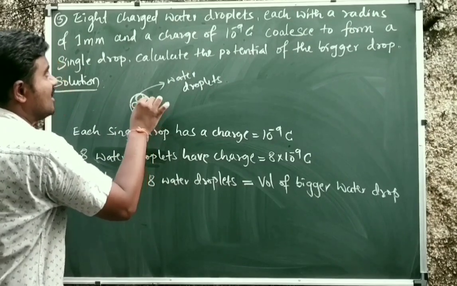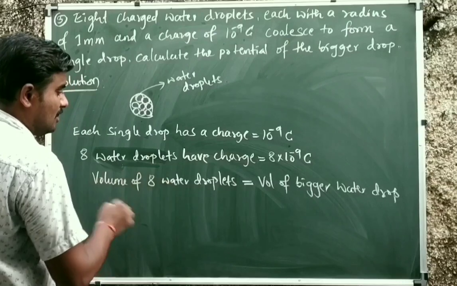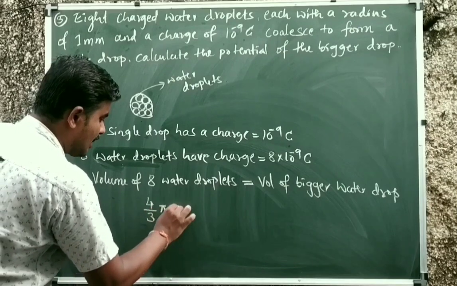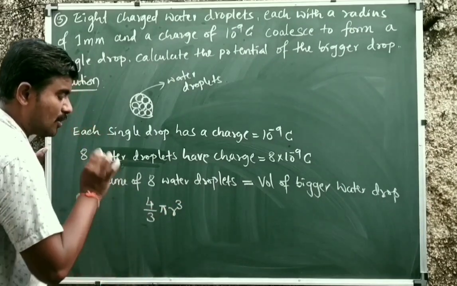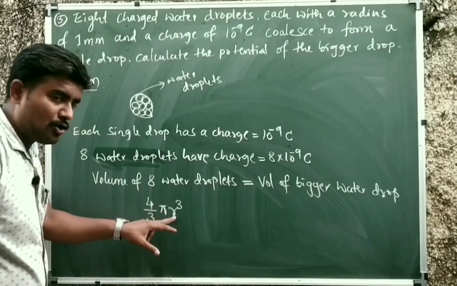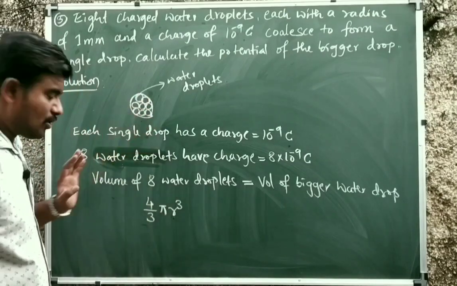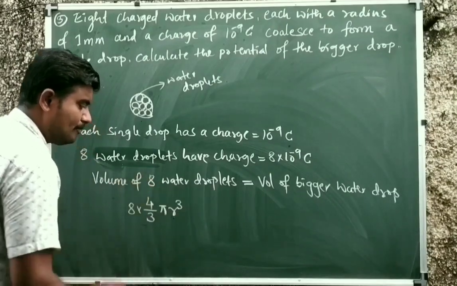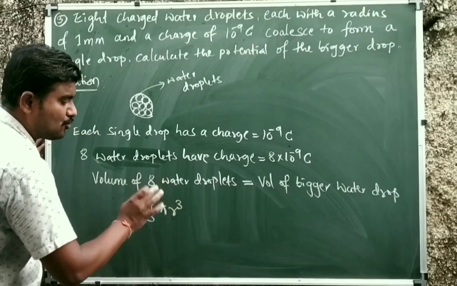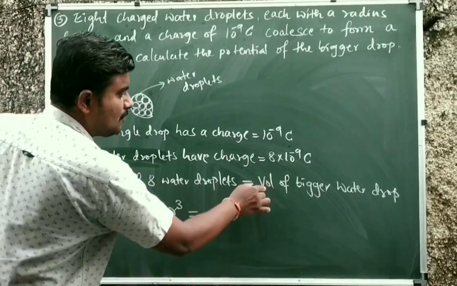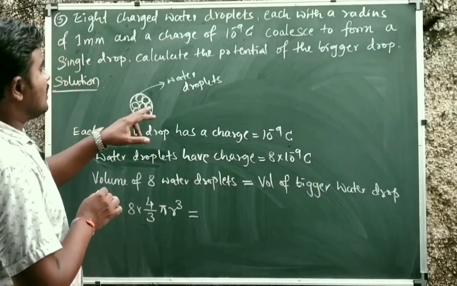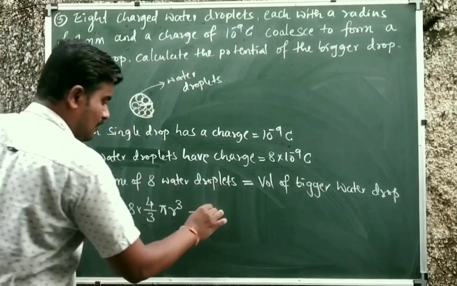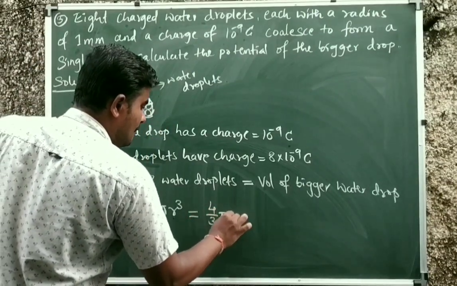Small water droplet has radius how much? It is 1 mm. In this case we shall consider it as 4 by 3 pi r cube, where r is the radius of small water droplets. It is actually 1 water droplet, but how many water droplets are there? 8 water droplets are there. Therefore I will write 8 multiplied by 1 water droplet volume. Now it is going to be 8 water droplets volume, and this must be equal to volume of the bigger water drop. And consider the bigger water drop has a radius of capital R. Now it is going to be 4 by 3 pi R cube.